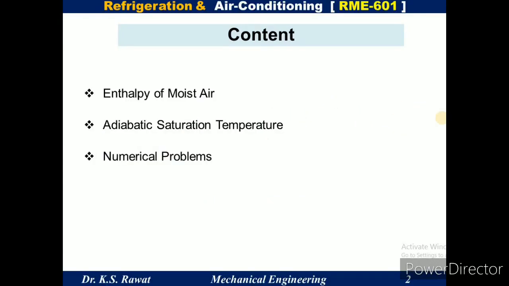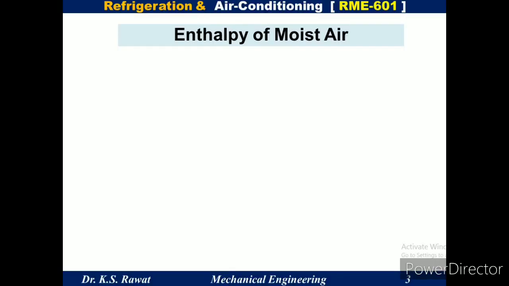In the last lecture we studied various psychrometric properties, and in this lecture we will cover the remaining psychrometric properties, which are enthalpy of moist air and adiabatic saturation temperature. Apart from that, we will do some numerical problems also. Let's take the enthalpy of moist air first.